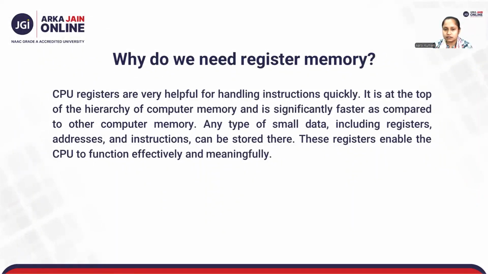Next, why do we need register memory? CPU registers are very helpful for handling instructions quickly. They are at the top of the hierarchy of computer memory and are significantly faster as compared to other computer memory. Any type of small data, including registers, addresses, and instructions, can be stored there. These registers enable the CPU to function effectively and meaningfully.